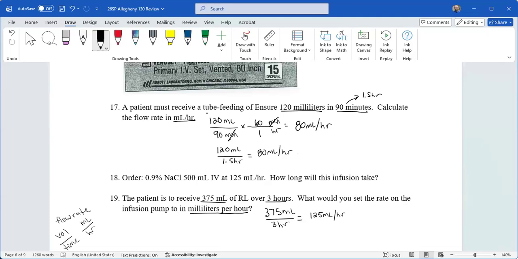Now, I also want to make mention that the rate, the 80 milliliters per hour, doesn't have to be equal to whatever the original milliliters is. Sometimes it might be more, sometimes it might be less. The rate is just how fast it's being administered, not necessarily how much is being administered.